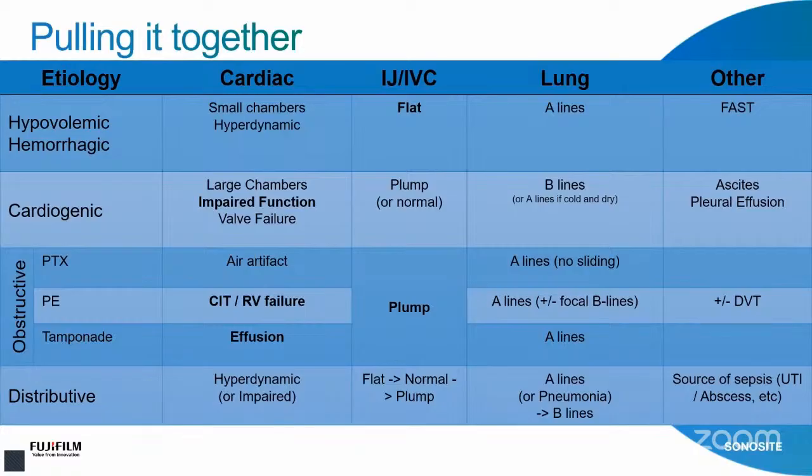We want to think about the pattern of filling pressures and how those fit with different forms of shock. If I have a patient who I'm worried about hemorrhagic shock and I see a plump IVC, that moves down my differential. And conversely, if I see a patient where I'm thinking about obstructive shock, but I see a flat IVC or IJ, that moves down my differential. The lung ultrasound pattern can be helpful, especially if we're trying to identify a pneumonia that might have been missed on our chest x-ray. And then other findings such as free fluid in the abdomen in a trauma patient, the presence or absence of pleural effusions, DVTs, or a source of sepsis can really help us figure out which type of shock we're dealing with.